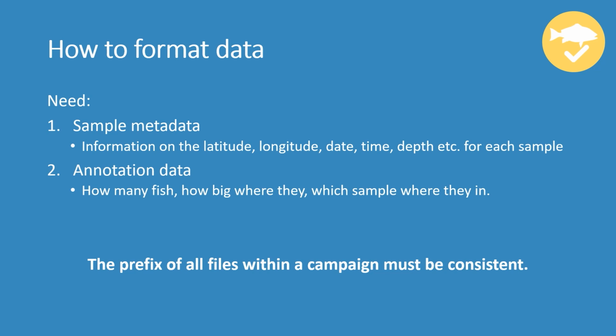You need 2 things to upload data to CheckEM. The first is the sample metadata, which is a spreadsheet that includes all the information on where your samples were collected, what date and time they were collected, what was the water depth, etc. The second thing you need is your annotation data. How many fish did you see in those samples, how big were they, and which sample were they in? The prefix for all of the files you upload to CheckEM must be named with a campaign ID, and this campaign must be consistently named.